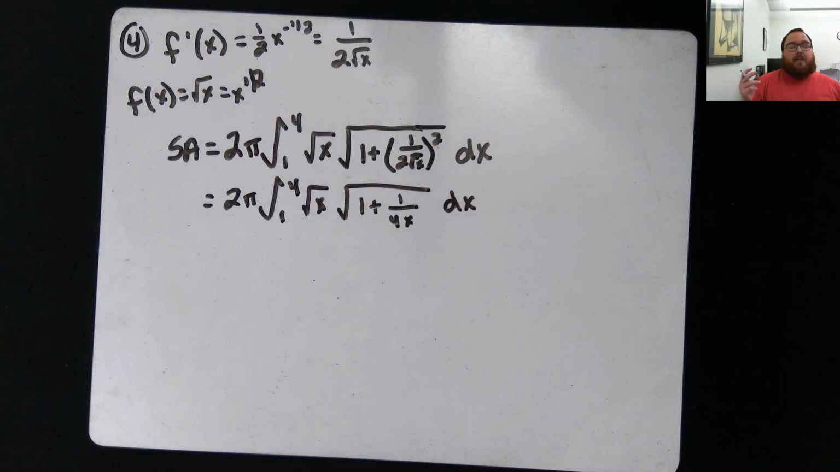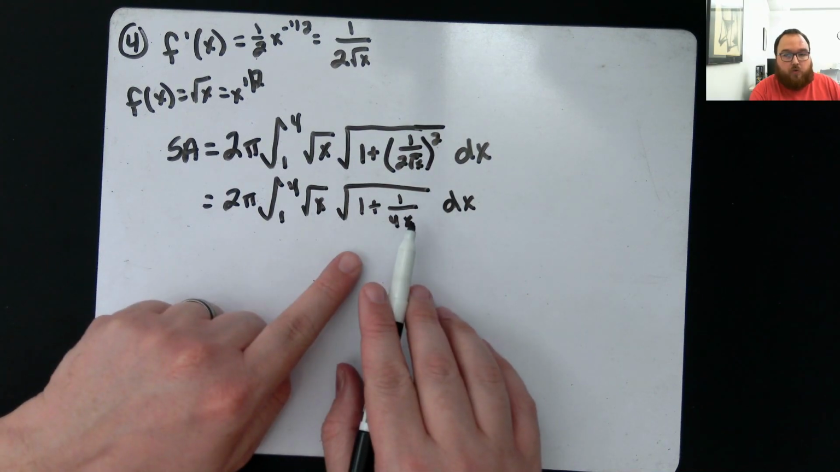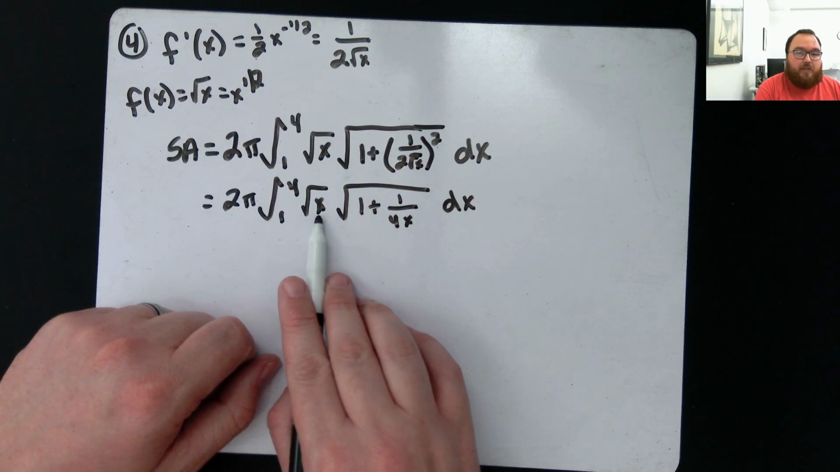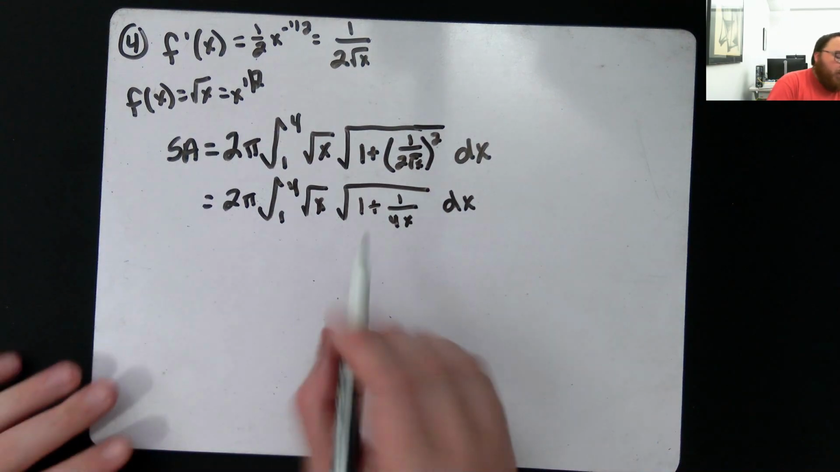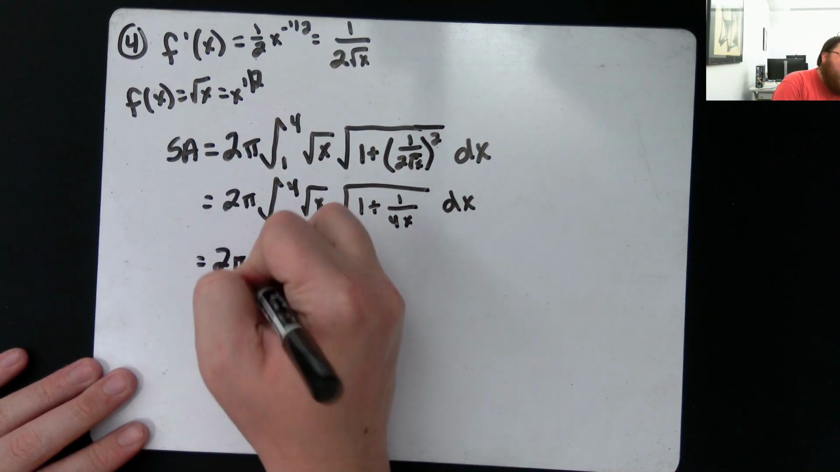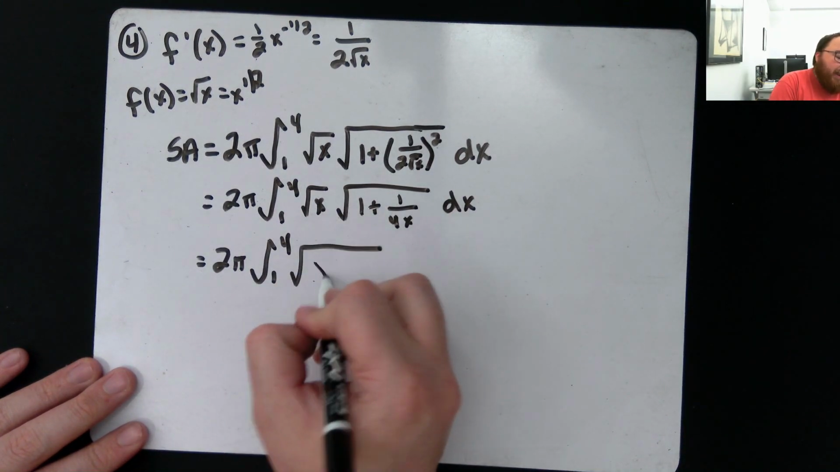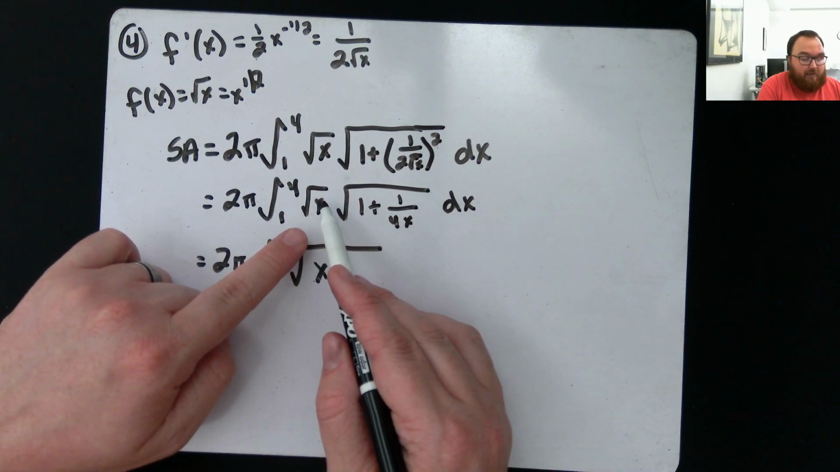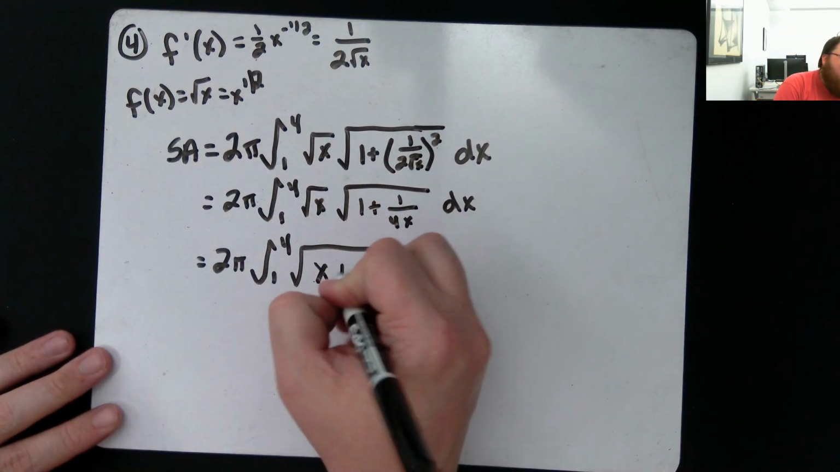Now, a lot of people get here and they say, I'm stuck, I don't know what I do next. Well, notice here, this is a square root times a square root. Since they're both under a square root, I can distribute this x through this whole thing. So this becomes 2 pi integral 1 to 4 of the square root of x times 1 is x. x times 1 over 4x, the x's cancel out, and I'm left with just 1/4.